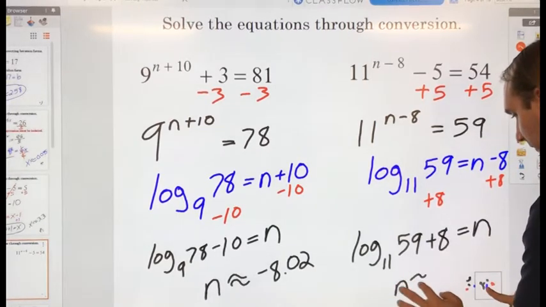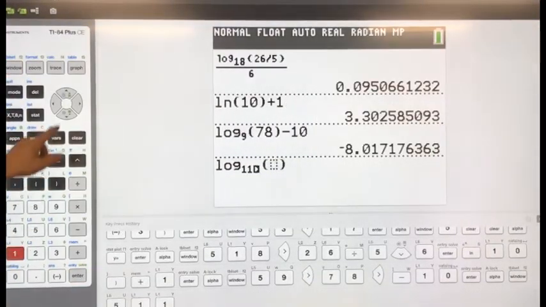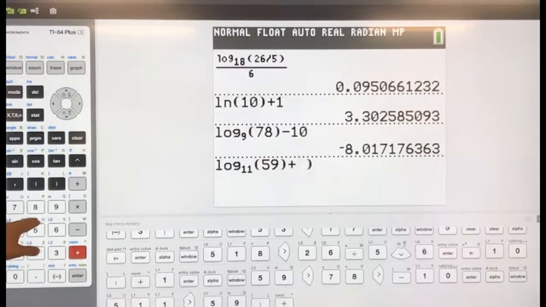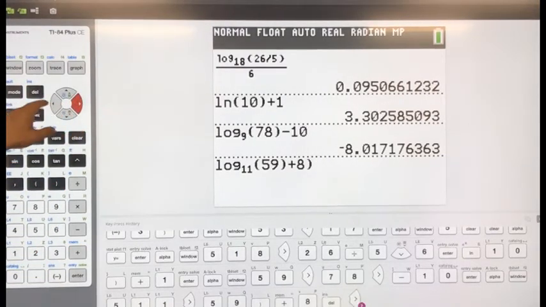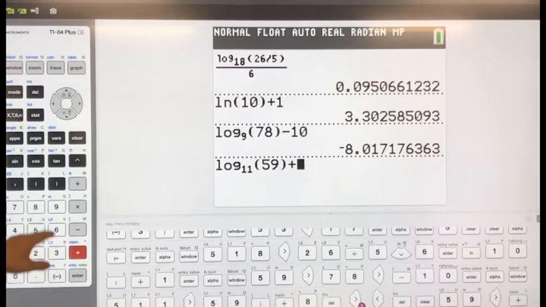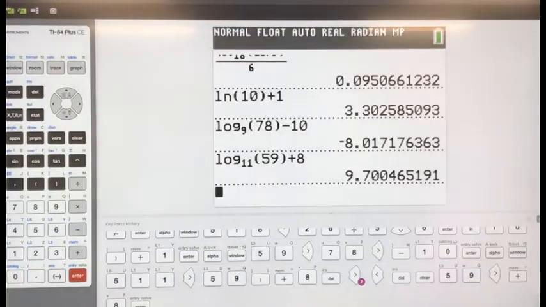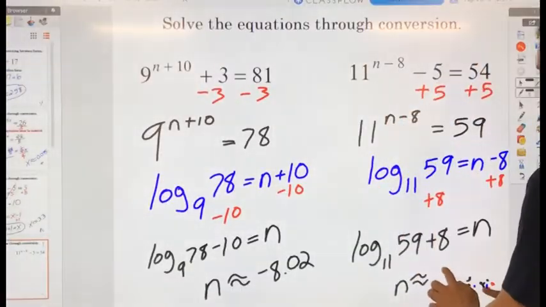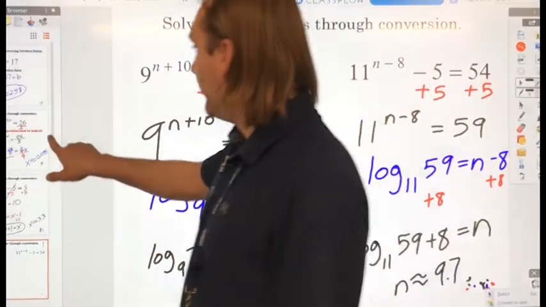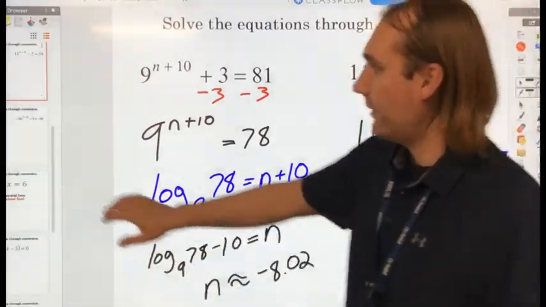So let's approximate that decimal value. Alpha window 5, log base 11 of 59, close the parentheses, plus 8. You should have gotten 9.7. Okay, so there's how we're going to solve some exponential equations. We're going to change them into logs because it's going to be a lot easier to solve that way.